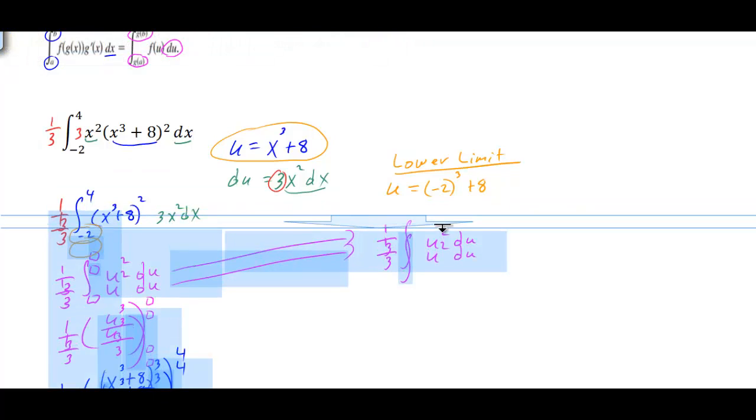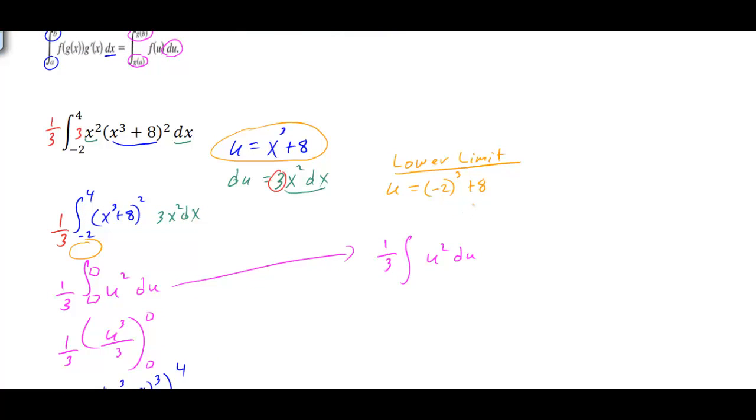So therefore, when we look at this, u is equal to, of course, negative 2 cubed, which is negative 8, plus 8, so u is equal to 0. So therefore, our lower limit becomes 0. Now, we've changed it over here from negative 2, which is an x value, to our u value.